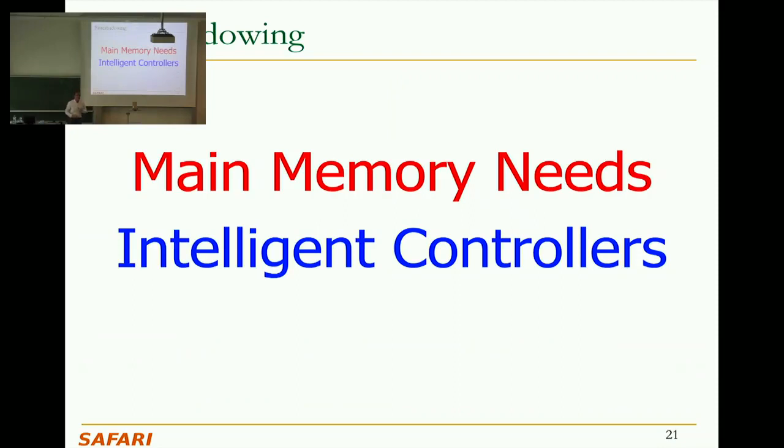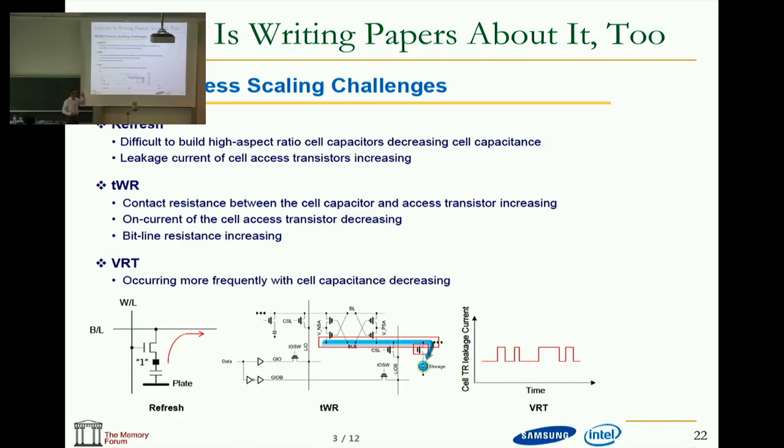And actually, industry is also writing up papers about this. It's one of my favorite papers, written by two companies that don't normally talk to each other, Samsung and Intel. They don't even talk to each other through lawyers, I think, as far as I know. Sometimes they do once in a while. But they were nice enough to write a paper in the memory forum we organized.